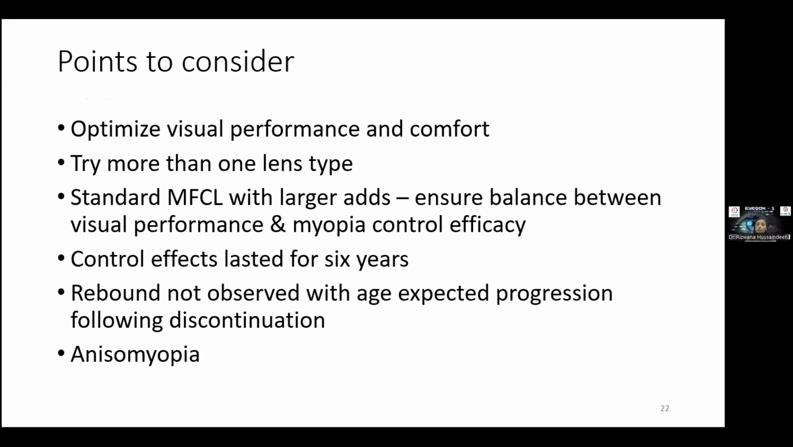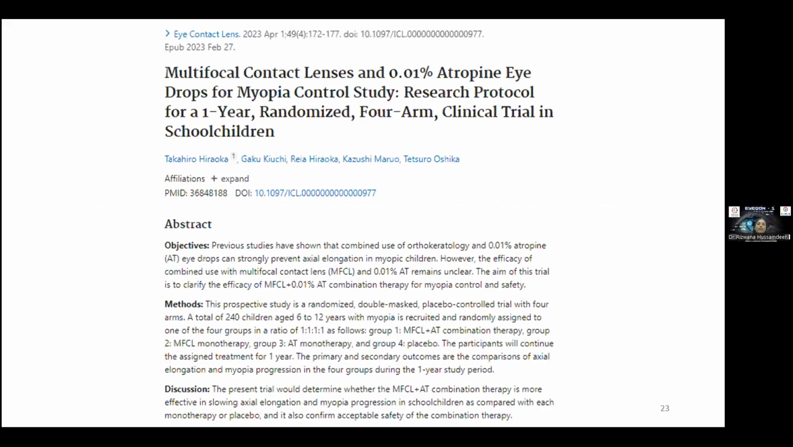But with multifocal contact lenses, the effect of the myopia control lasted for a long time, up to 6 years based on the current evidence. And rebound was also not seen as much as with pharmacological treatments. So once these lenses were stopped, the age-expected progression happened, but rebound was not observed. And this still seems to be the best option when it comes to anisometropia, or when it comes to centration and head movements and all of the adaptation factors.